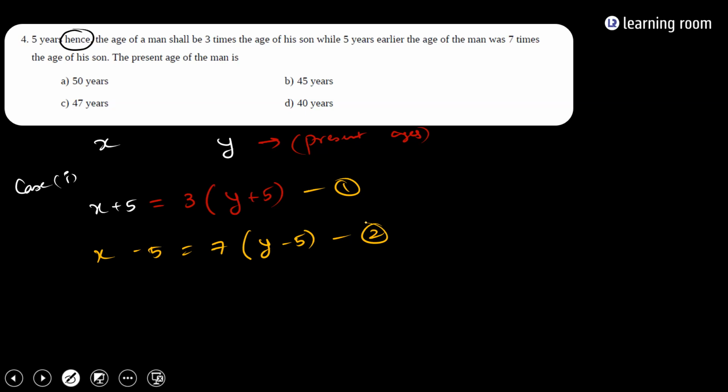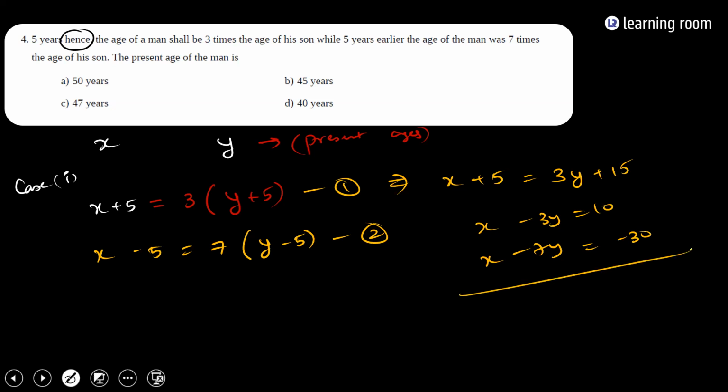So how much time do you need to solve this? Can you do it fast and tell me? Sir, the man's age is 40 years. So x minus 3y is 10 and x minus 7y is equal to minus 30. Am I right? So subtract both. Cancel. 4y is equal to 40. Y is equal to 10.